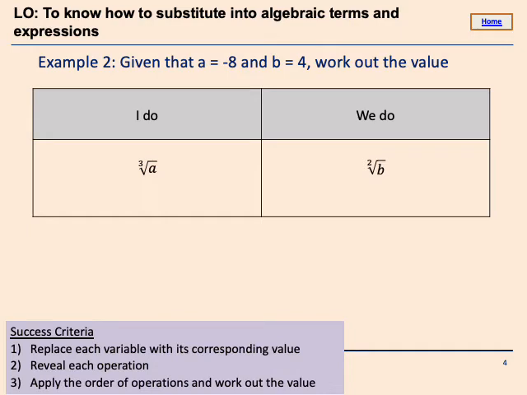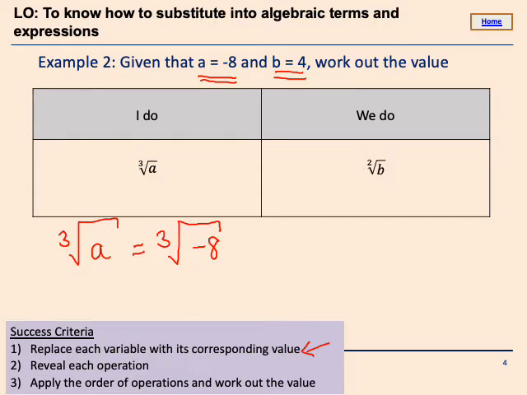So on to the next one. So now we're given that A is negative 8 and B is 4. So I have the tougher one this time, makes a change. So first of all, for the I do, let's replace it. So we have the cube root of A is equal to, so let's replace, as it says in our first success criteria, replace each variable with the value that we're given. So we want the cube root of negative 8.